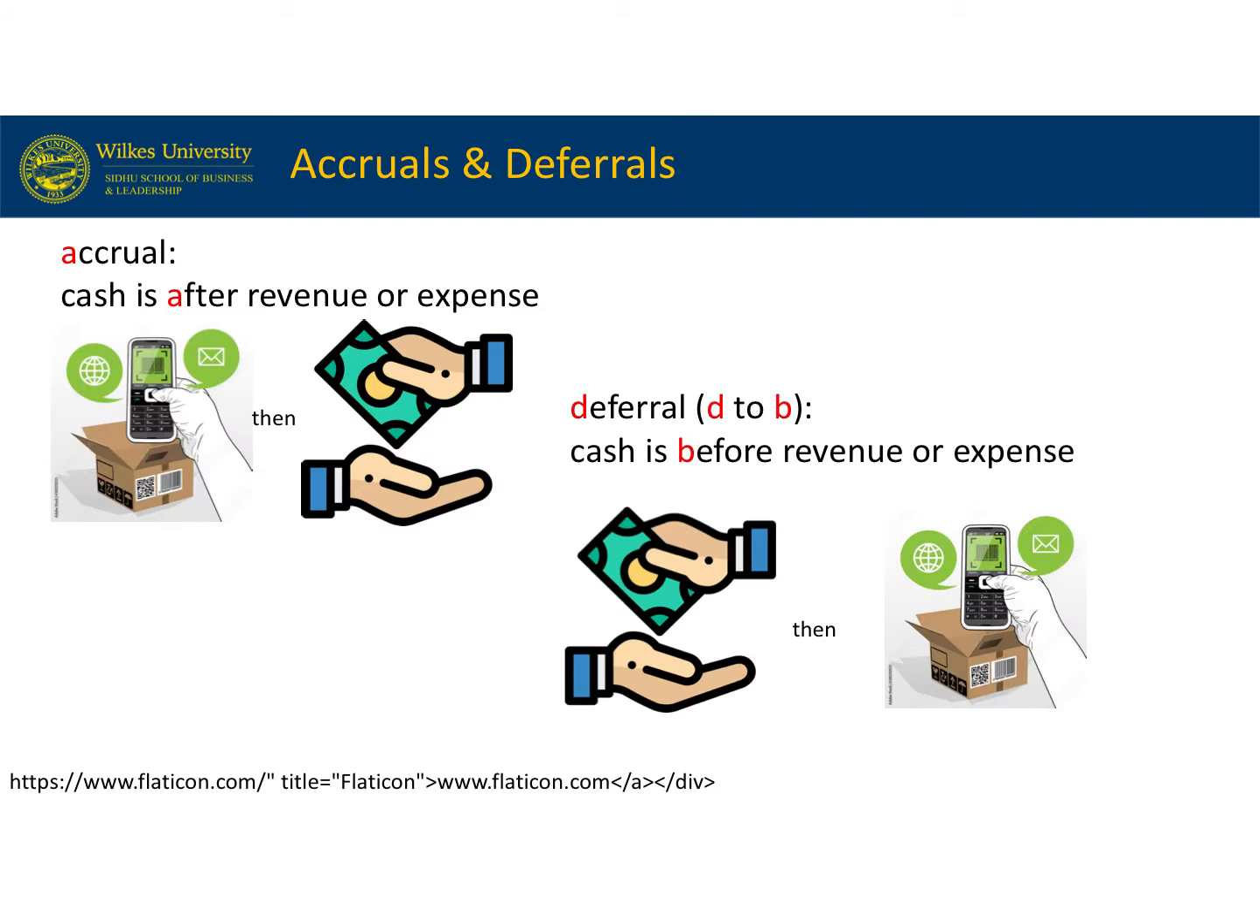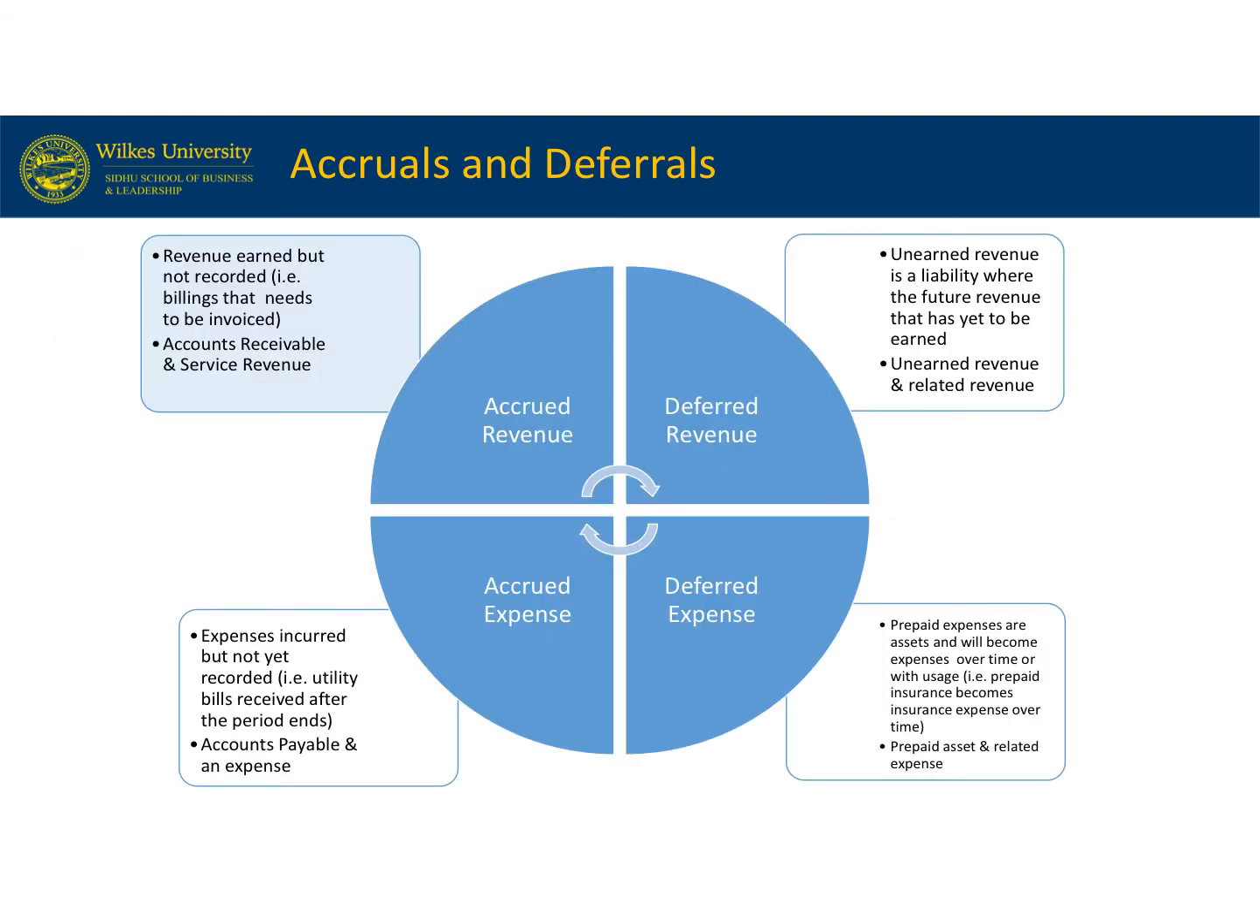We categorize adjusting entries into accruals and deferrals. Accruals are when the cash is received or paid after the revenue or expenses has been earned or incurred. Remember, the A in accrual is for cash after the earnings. Deferrals are when the cash is received before the revenue or expenses have been earned or incurred. If you think of the small letter D, the mirror image is a B for before, so the cash is before the earnings.